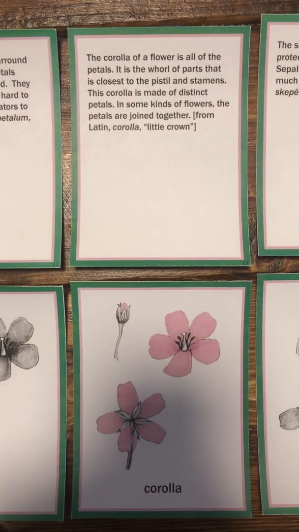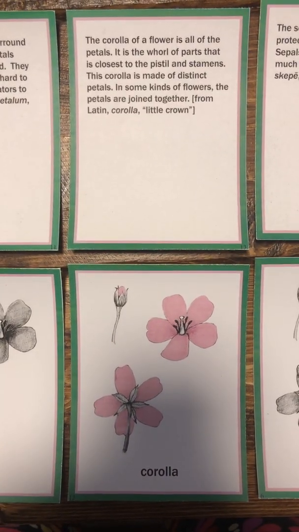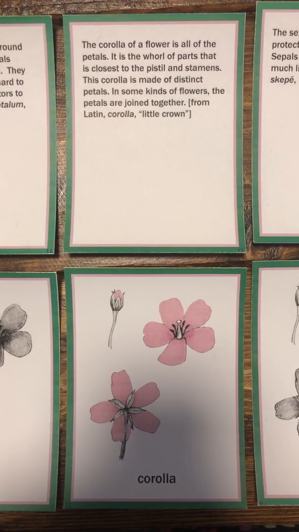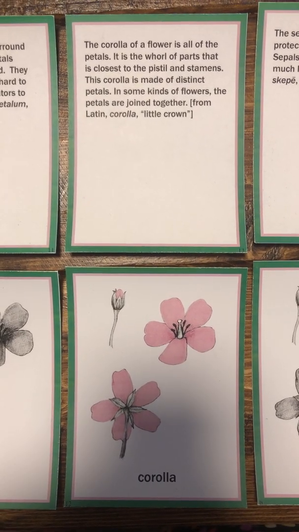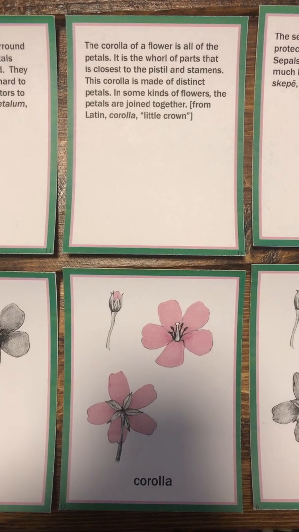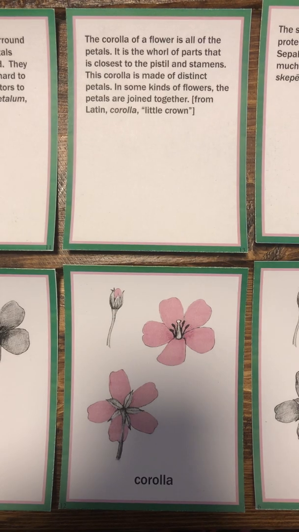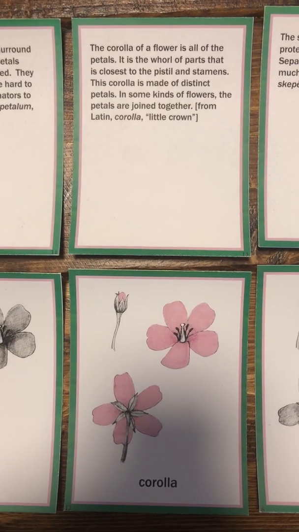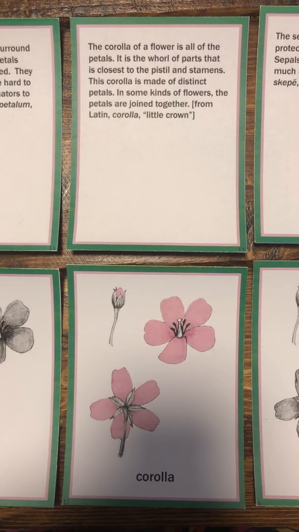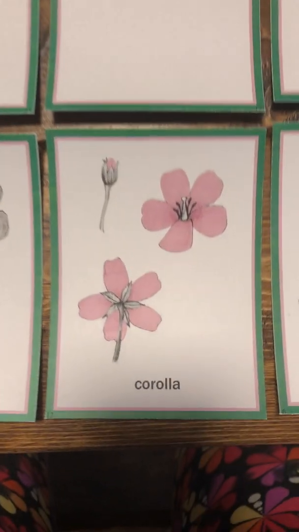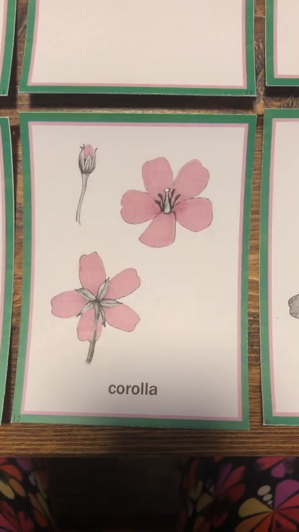Corolla. The corolla of the flower is all of the petals. It is the whorl of parts that is closest to the pistil and stamens. This corolla is made of distinct petals. In some kinds of flowers, the petals are joined together. And in Latin, corolla means little crown. Pretty.